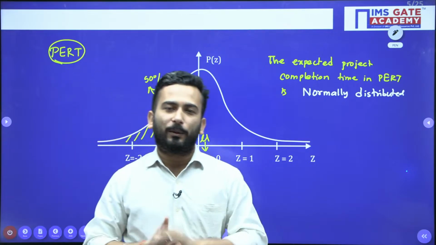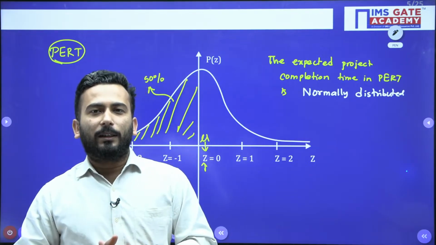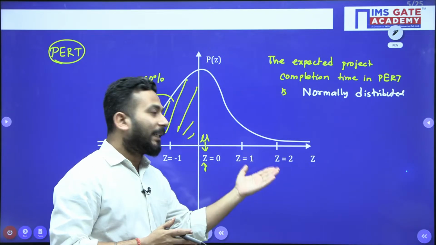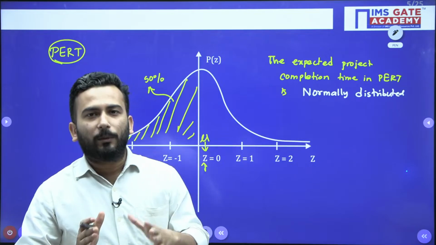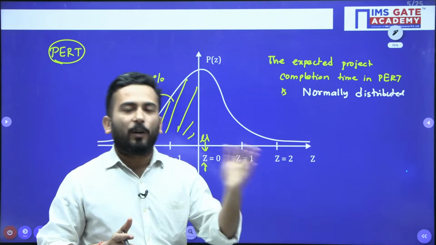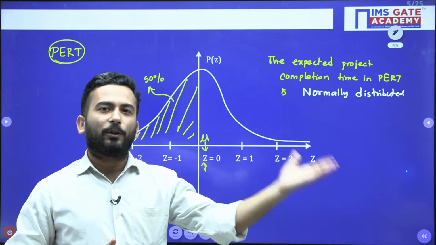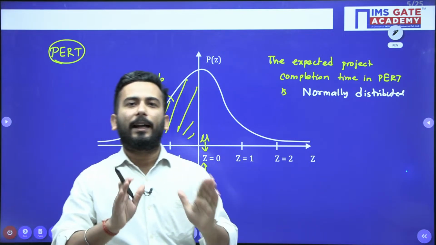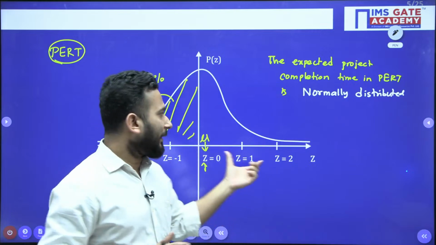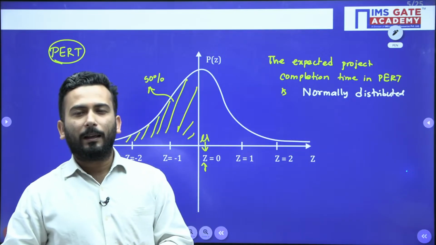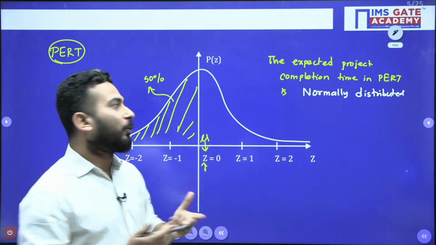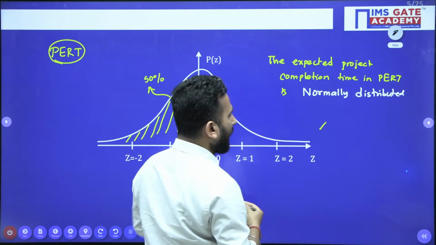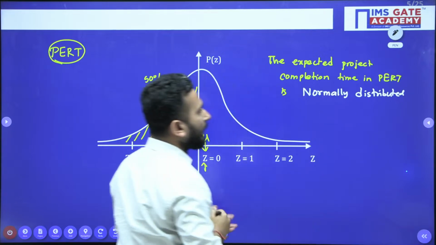For that reason, my dear friends, you have to convert it to z value. You have to convert it to standard normal distribution. Initially it is normally distributed, and when you convert it to z value, you get the standard normal distribution. These are the standard values. Now how to convert? First of all, how to get the z value?